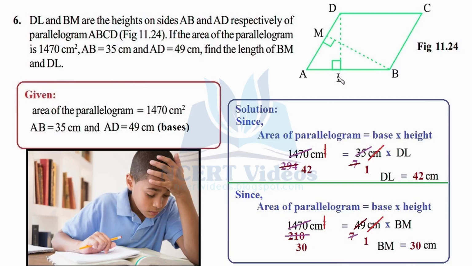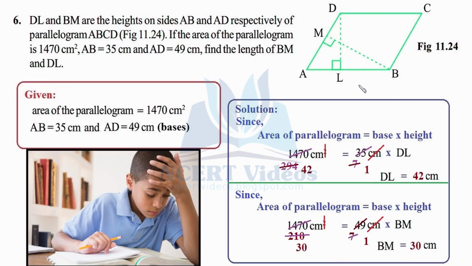For this DL, we have to consider base as this one, because this is drawn on this base, therefore we have to consider this one. So this is where students make mistakes, so try to avoid it. So area of parallelogram equals base into height. Now we will just put the values. Area of parallelogram is given to us as 1470 centimeters square equal base. We are taking again your base, we are taking this one because to find this altitude. We will not take this one. We will take this one when we will talk about this altitude.